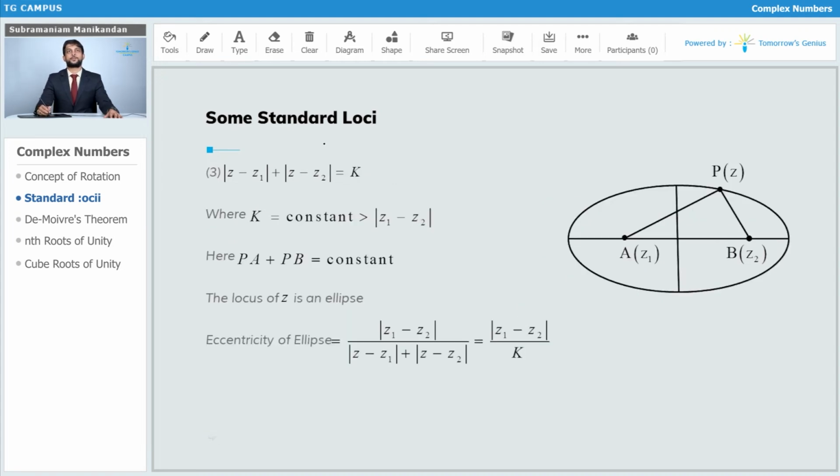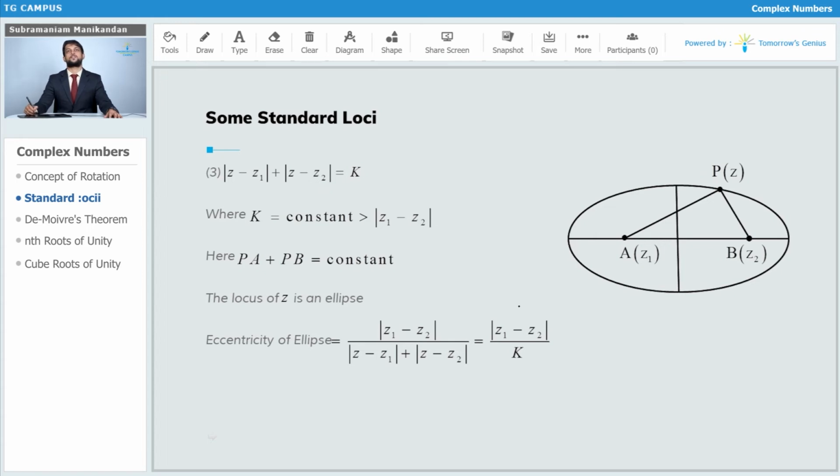Next, the equation of an ellipse is given by magnitude of z minus z1 plus magnitude of z minus z2 is equal to a constant k. The constant k, of course, has to be greater than modulus of z1 minus z2. What are z1 and z2? They represent the foci of the ellipse. So here PA plus PB is the constant and the locus of z is on the ellipse.